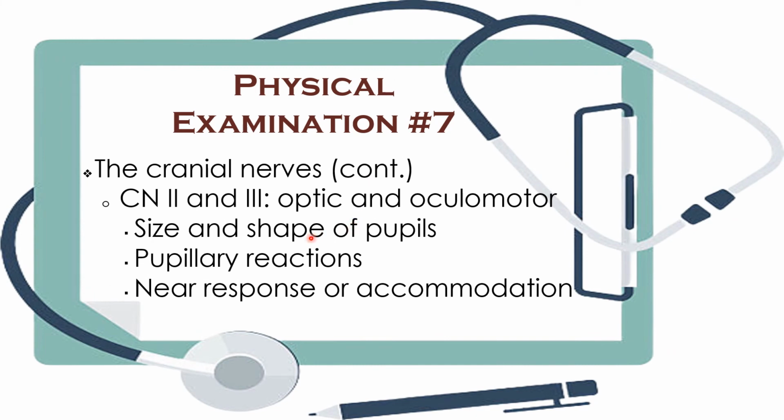So inspect the size and the shape of the pupils and compare one side with the other. This was mentioned in the previous lectures. You have to check for optic and oculomotor, the size and the shape of the pupils. It should be symmetrical, right? Or maybe there is anisocoria, wherein the pupil is not symmetrical, or there is a difference of greater than 0.2 millimeter in diameter of one pupil compared to the other.